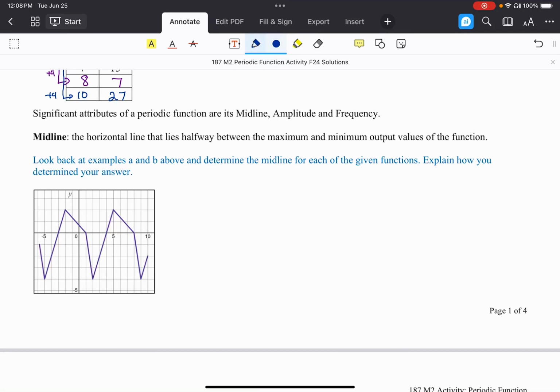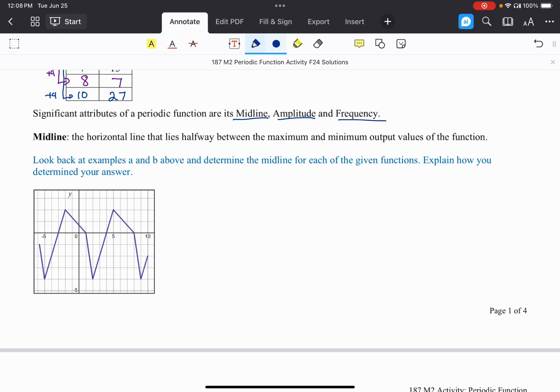In this video, we are still within our periodic function activity, but we're going to be focusing on some key attributes that a periodic function has that are maybe different from some of our other function types we've looked at in college algebra. The three key features we're going to focus on are the midline, amplitude, and frequency. We already discussed the period in the previous videos, so if you didn't watch that, you might want to go back and take a look at that.